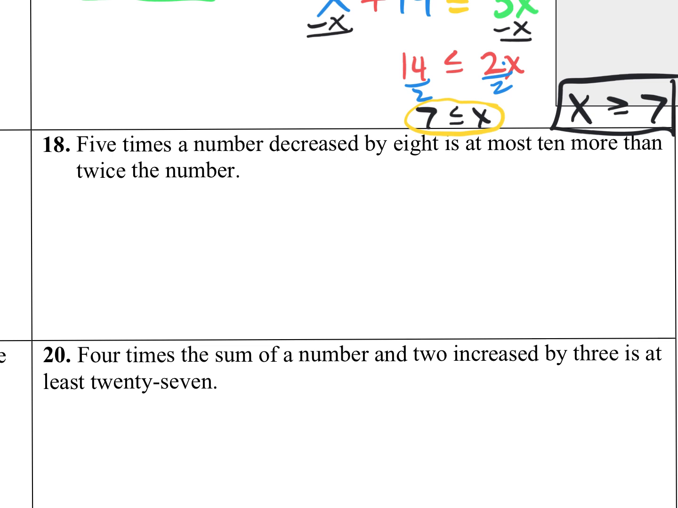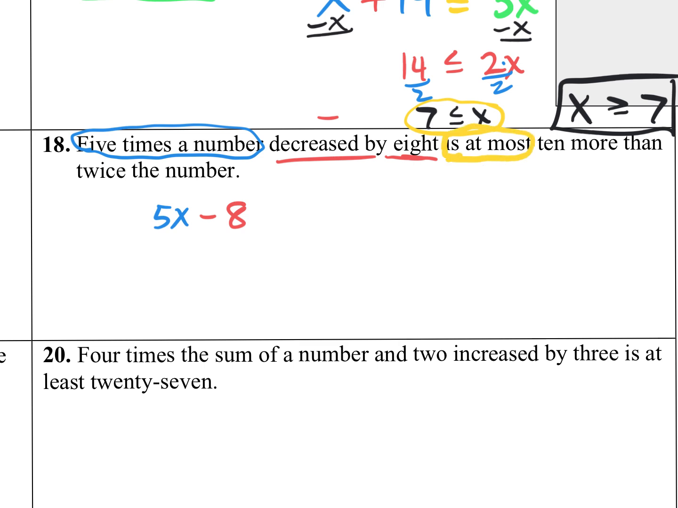5 times a number. So what does that mean, 5 times a number? That's simply 5x. Decreased by. So if I say your age decreased by 1, you're going to put your age minus 1. So decreased by means subtraction, right? Subtraction. And decreased by what? By 8. So you're going to say decreased by 8. Okay, and then it says is at most.